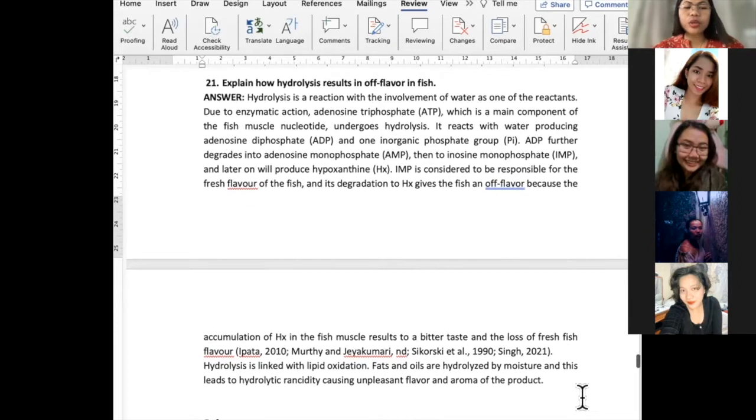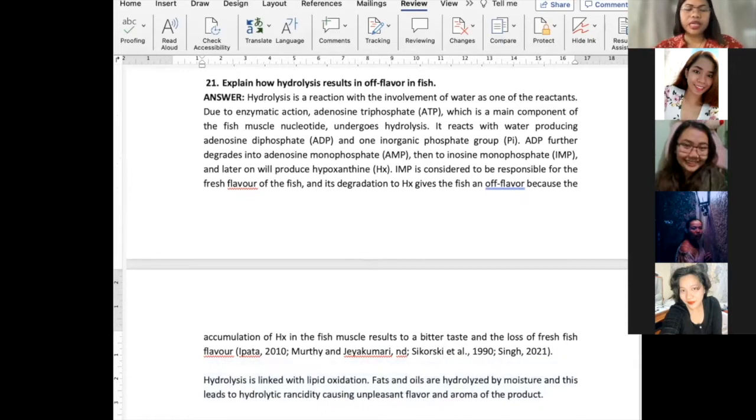Note also that hydrolysis is linked with lipid oxidation, and fats and oils are hydrolyzed by moisture, and this leads to hydrolytic rancidity, causing unpleasant flavor and aroma of the product. I guess this is my comment, that hydrolysis is linked to lipid oxidation, and lipid oxidation results in off odor and unpleasant flavor.